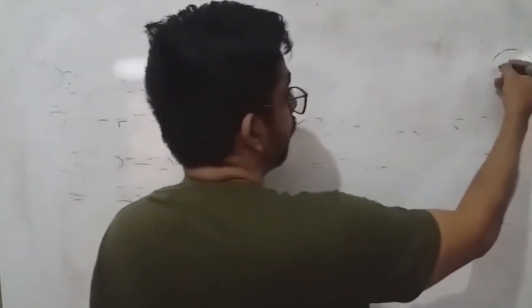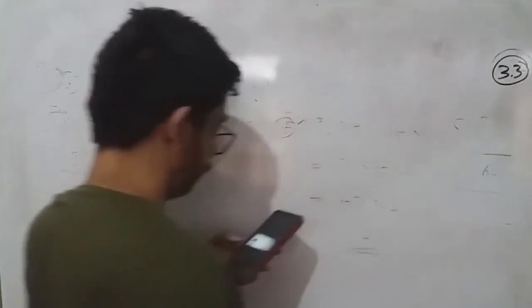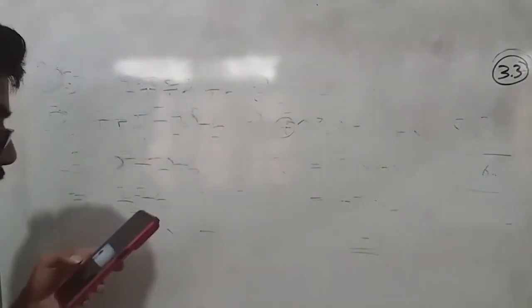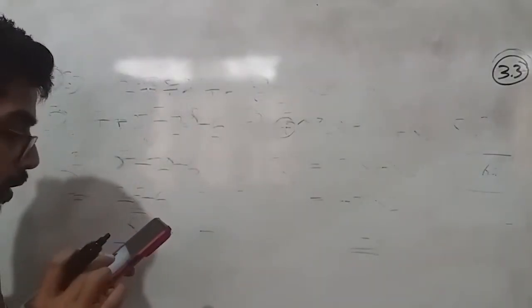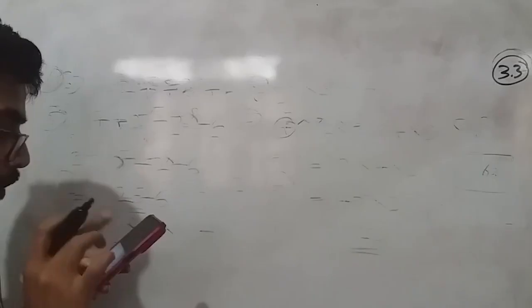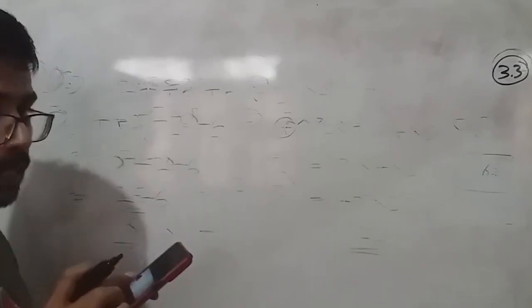Right. Now we will start exercise 3.3. Right? Place a correct mark next to the correct statements and a cross mark next to the incorrect statements.